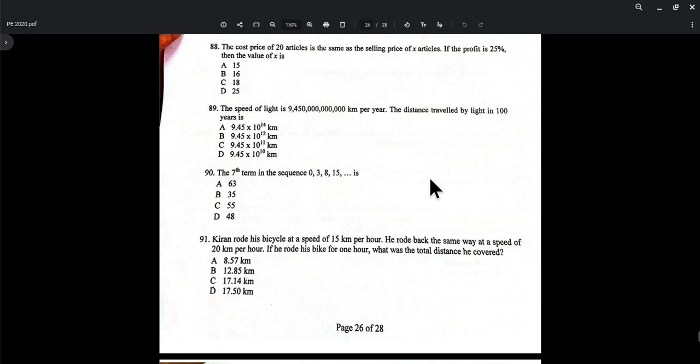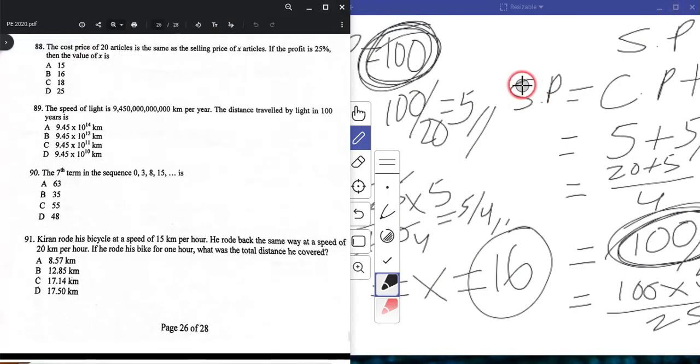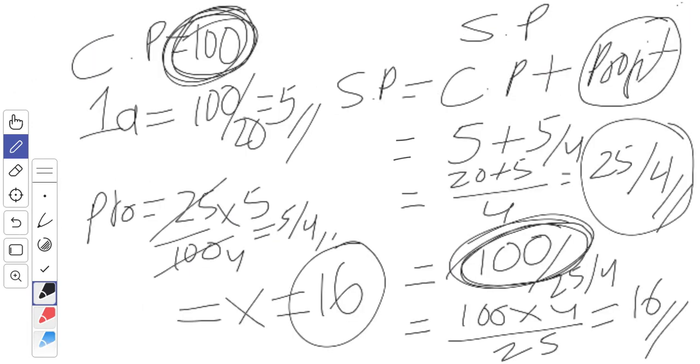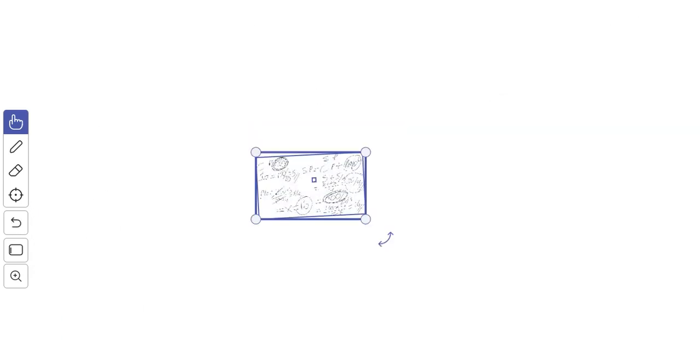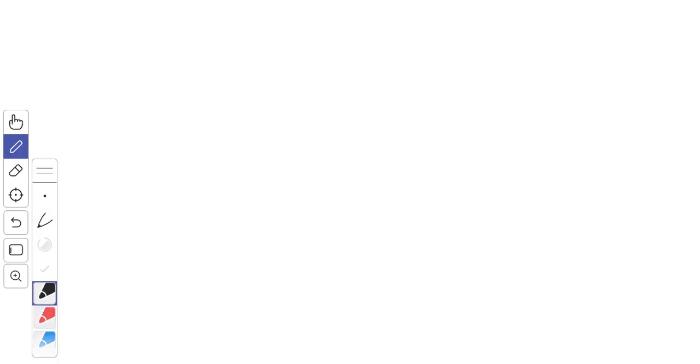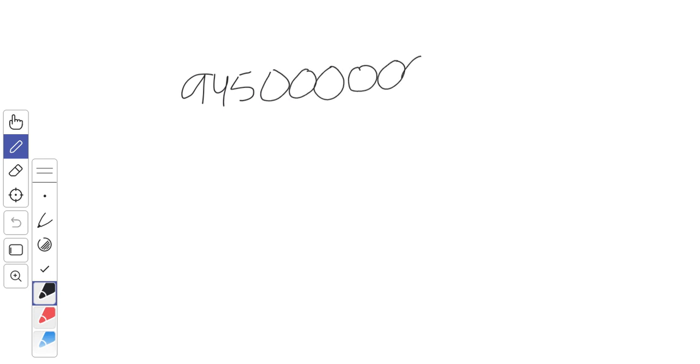You can either do it with a calculator, or we can do it methodologically, as I would be showing it. So the question is, the speed of light is 945 and 10 zeros, 1 2 3 4 5 6 7 8 9 10 zeros, kilometers per year. Now we need to convert this into scientific notation.